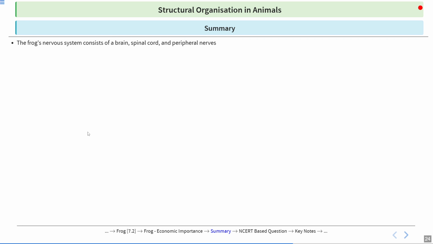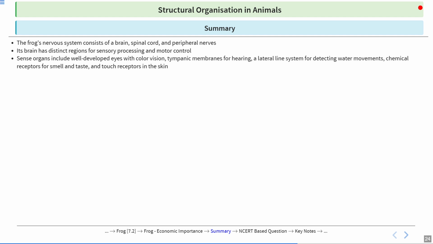Now, in summary, the frog's nervous system consists of a brain, spinal cord, and peripheral nerves. The brain has distinct regions for sensory processing and motor control. Sense organs include well-developed eyes with color vision, a tympanic membrane for hearing, lateral lines for detecting water environments, chemical receptors for smell and taste, and touch receptors on the skin.